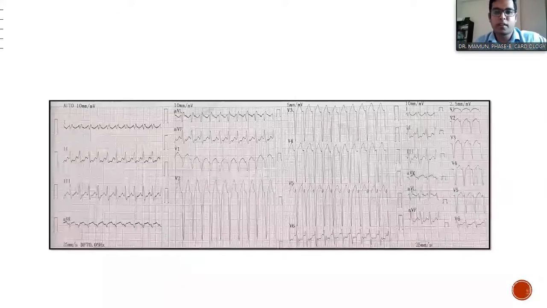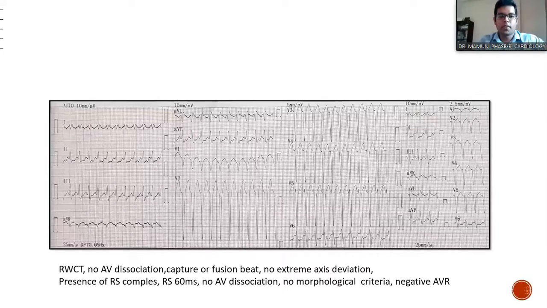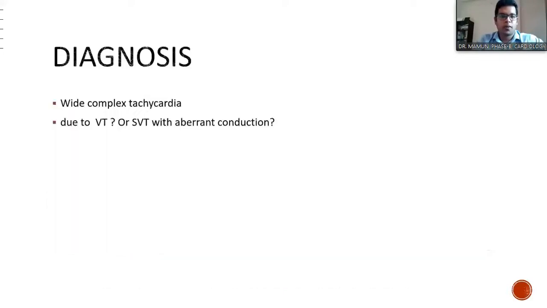Now, what happened in our case? This is regular wide complex tachycardia. After applying the Brugada algorithm and other criteria, we found there is no AV dissociation, capture beat or fusion beat. There is no extreme axis deviation, and there is an RS complex predominantly in V5 and V6, and the RS duration was 60 milliseconds. There is no AV dissociation, this is an LBBB type morphology, and no morphological criteria apply here. aVR is also negative. So our diagnosis is wide complex tachycardia probably due to SVT with aberrant conduction, but VT cannot be excluded.